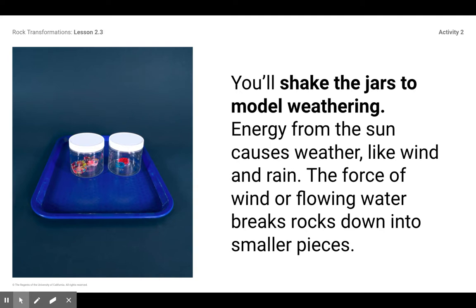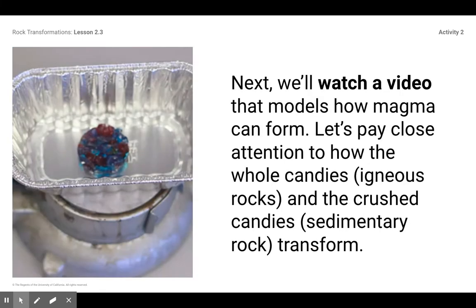Now, in real life, this happens over a long period of time, but any rock, whether it's igneous or sedimentary, can be broken down into sediments if it is exposed to energy from the Earth's sun. Now, what I'm going to focus on, and this is something you probably don't have the means to perform at your house, so you're going to watch a video of it, is a model of how magma can form. We're still going to use the hard candy model that we had created before.